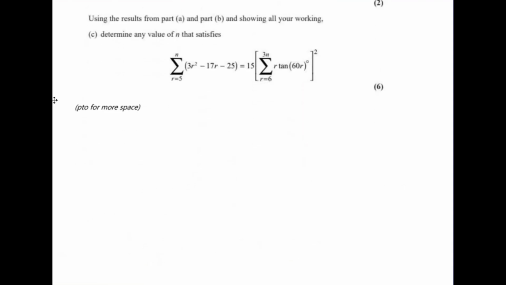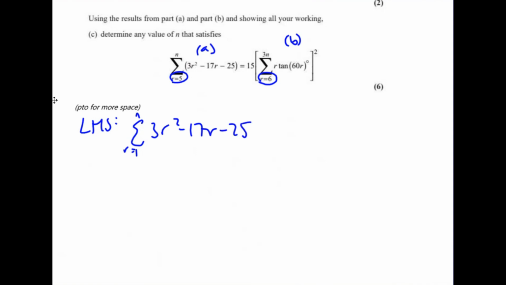So using our results from part A and part B, determine any value of n that satisfies this. Things to notice: first, this doesn't start at 1, it starts at 5. This doesn't start at 1, it starts at 6. And this looks like our answer to part B. So let's start with the left-hand side. This is our answer from part A, but we're starting at 5, so we're going to write this as the sum from 1 up to n minus the first 4 terms.